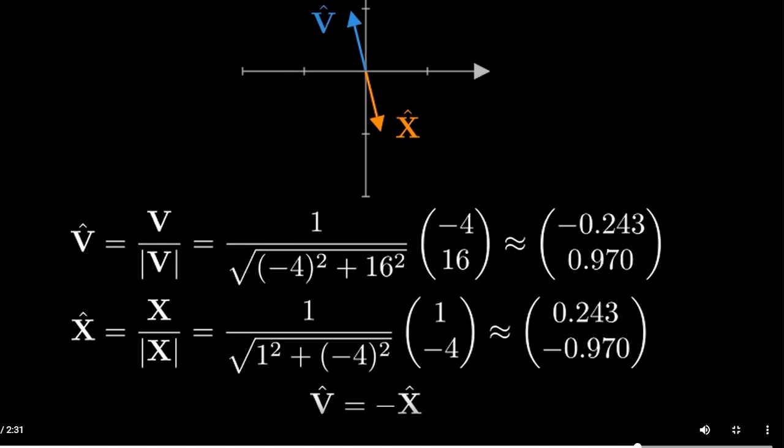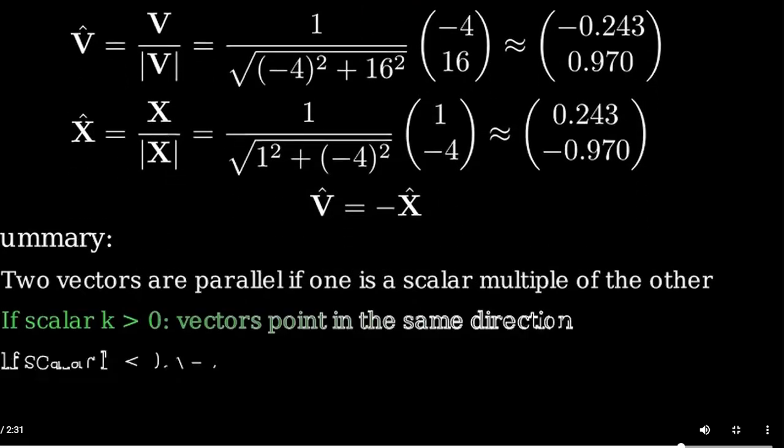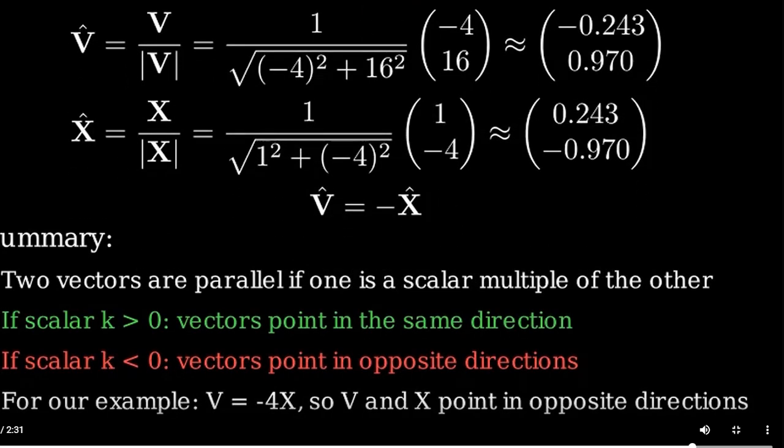To summarize, we've learned that to check if two vectors point in the same direction, we need to determine if one is a positive scalar multiple of the other. In our example, we found that vector v equals -4 times vector x, which means they're parallel but point in opposite directions. This visual representation clearly shows their opposite orientation.